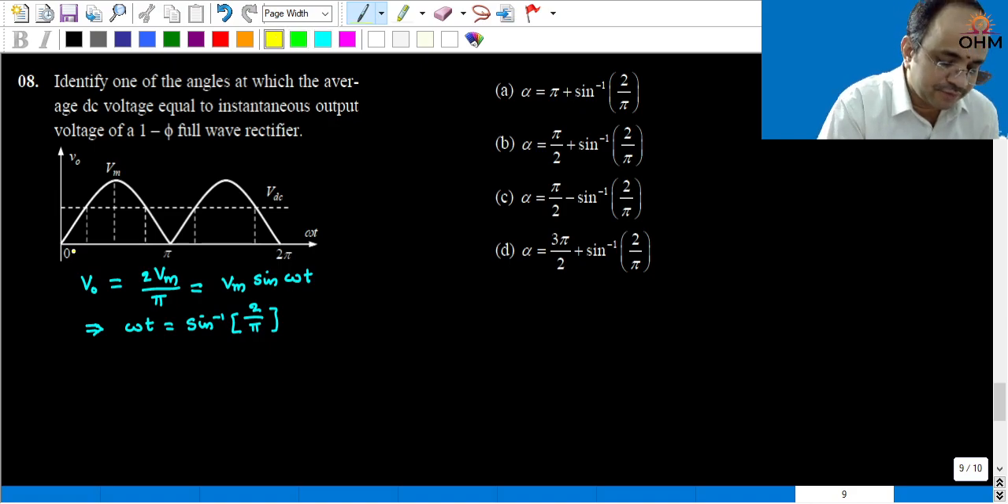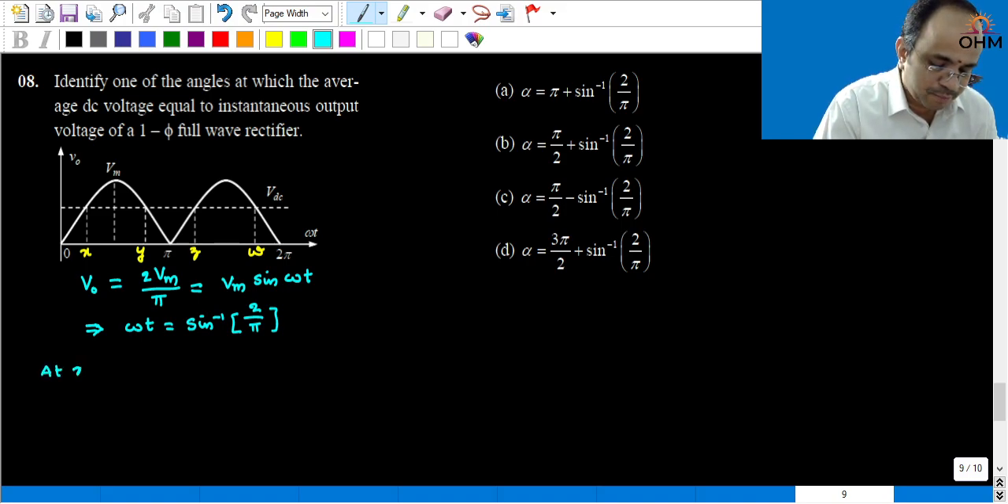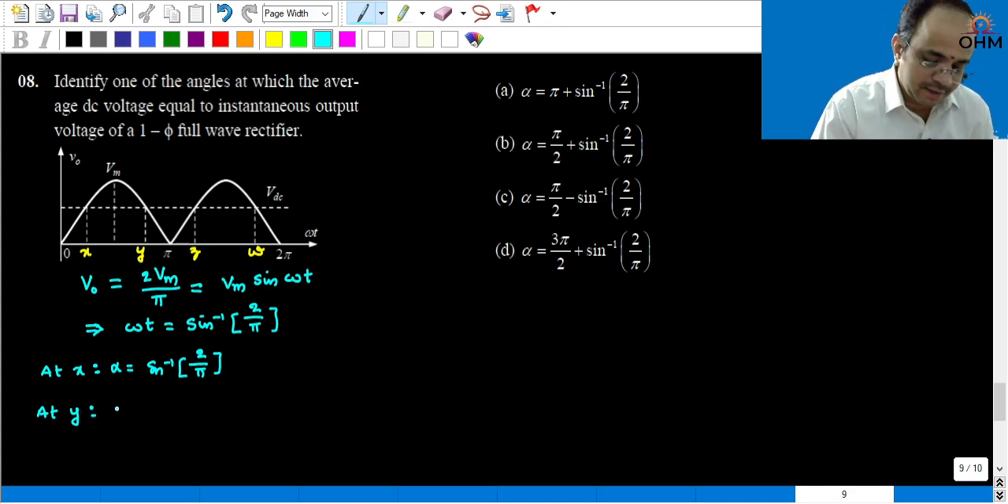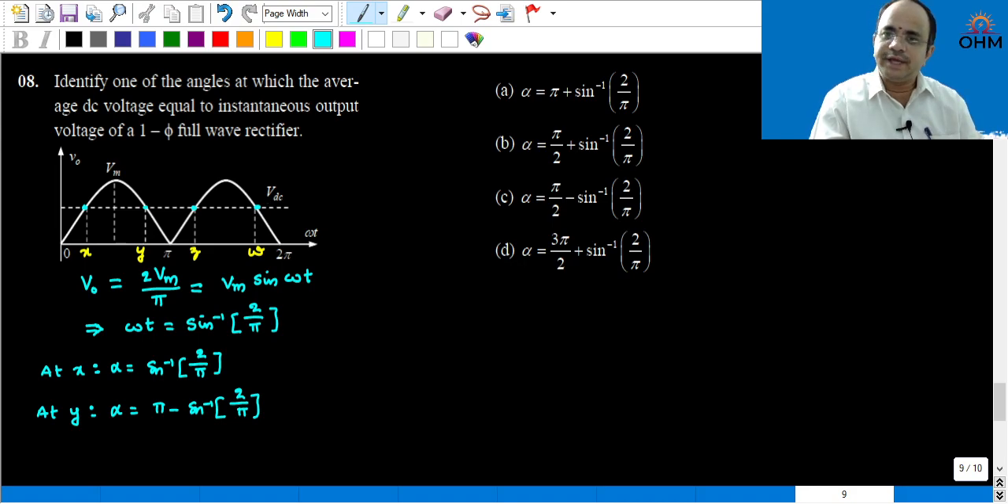Now, say for example, if I say that these are points x, y, z and w. Now, at point x, you can say alpha is equal to sin inverse 2 by pi. At point y, what could be the angle here? Alpha will be equal to pi minus sin inverse 2 by pi. In all these points, DC voltage is equal to the instantaneous value of the sinusoidal function.